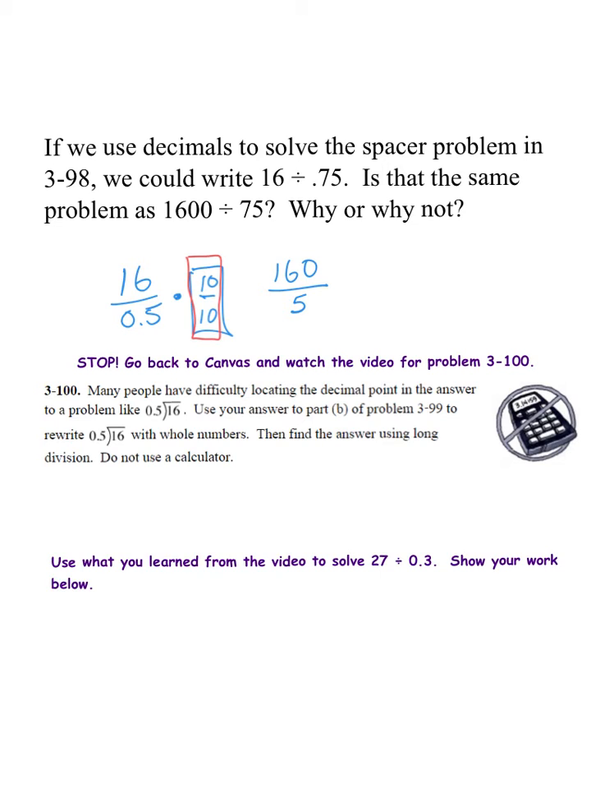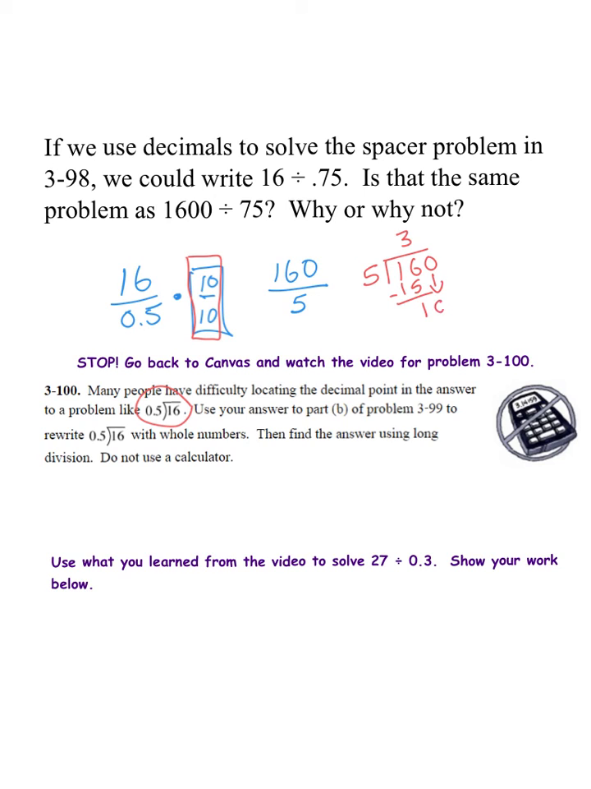So then I go back to the same form we have down here, and I take 160 divided by 5. I look and see that 5 cannot go into 1, but it can go into 16. It can go into 16 3 times. So then I take 3 times 5. It gives me 15. 16 minus 15 is 1.